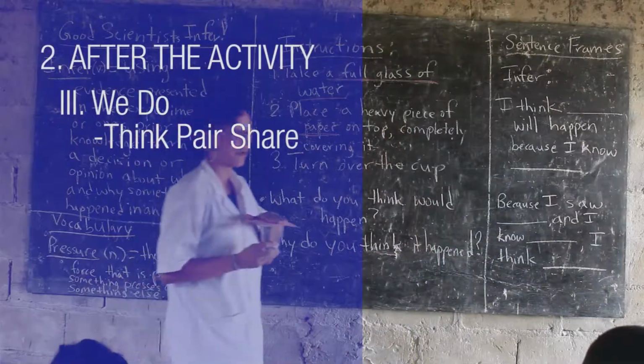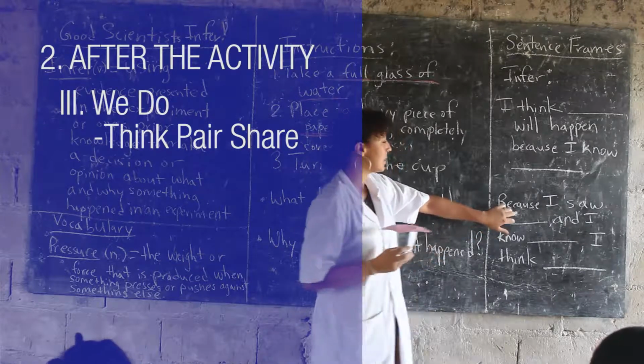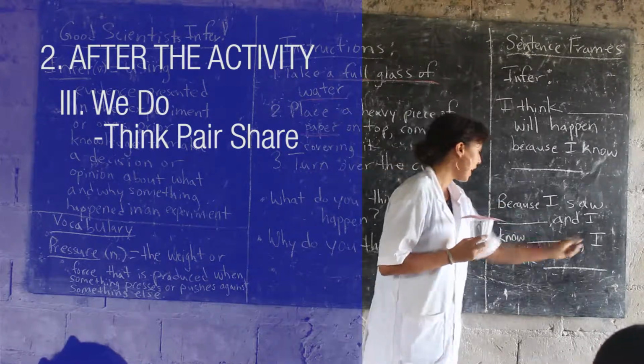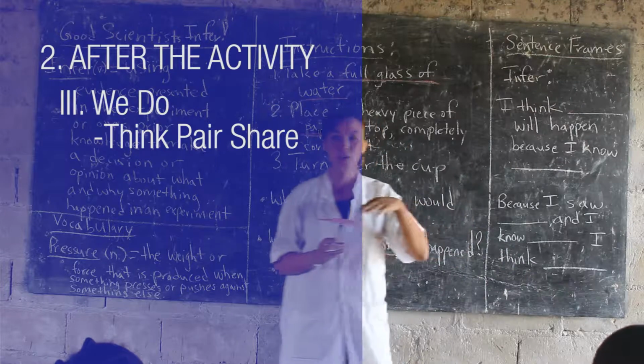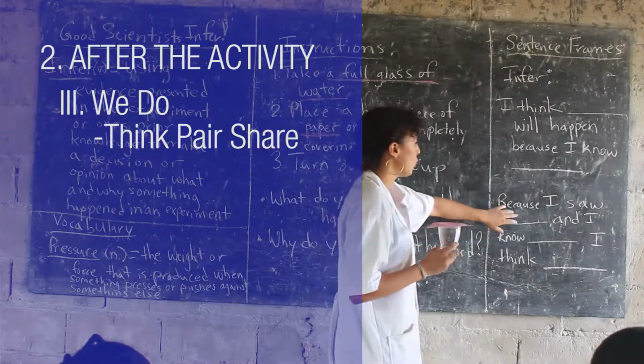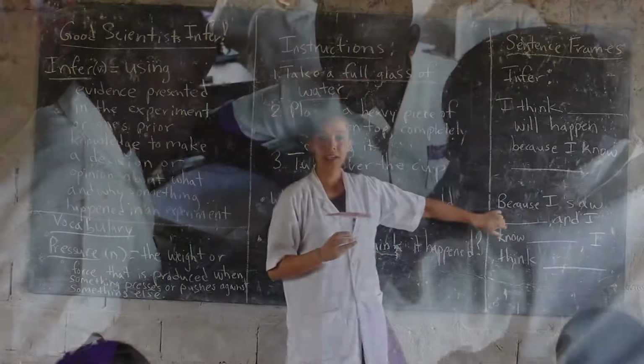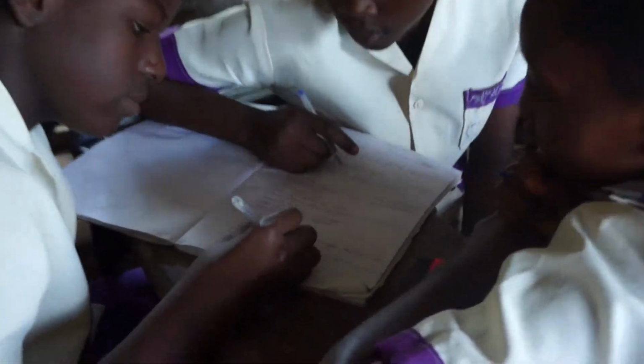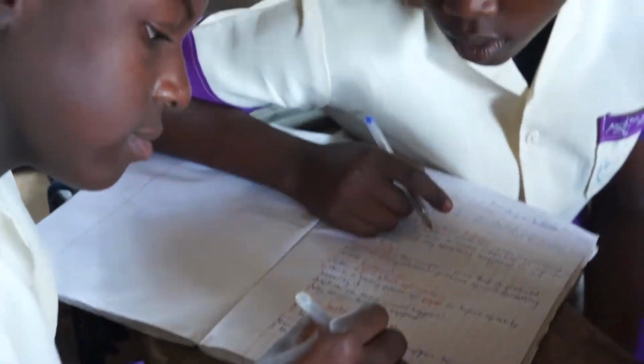Now that we have done our experiment and we understand the sentence frame, because I saw this and I know this, I think this, I would like for you all now to pair up, find a partner, and I would like for you to make up your own sentence using this sentence frame. Share your sentence.